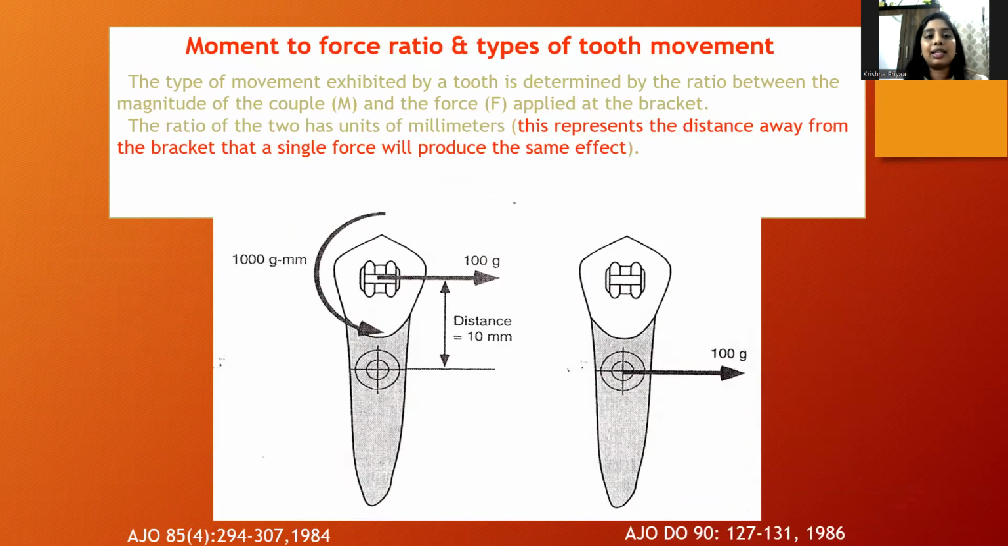So now we're going to understand moment of force ratio and type of tooth movement. This is also very, very important. You'll get a lot of questions on this. The ratio has units of millimeters, which is represented by the distance away from the bracket of a single force which will produce the same effect.